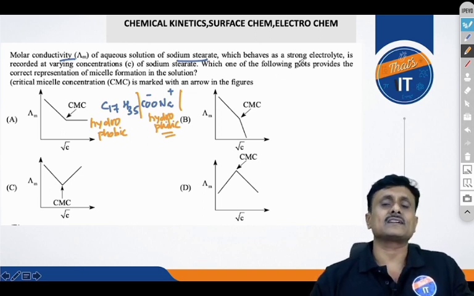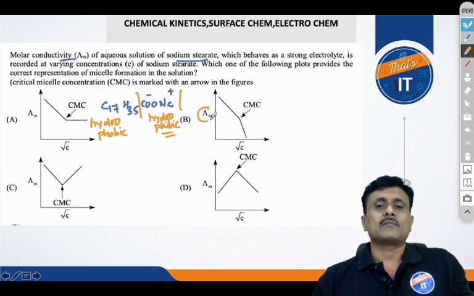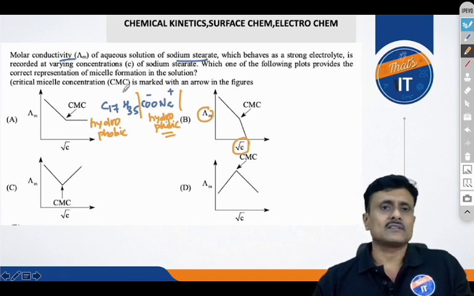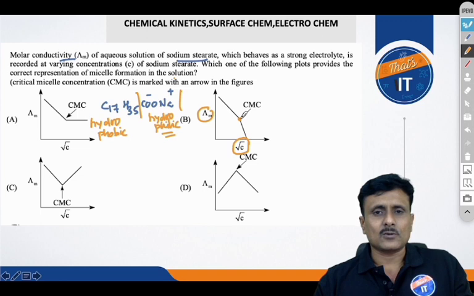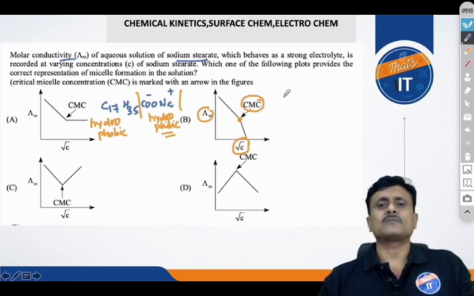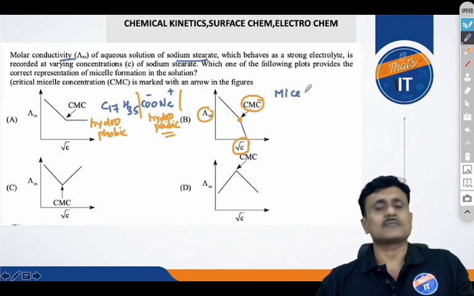As we could see, it is the relation of lambda versus concentration, which behaves like a strong electrolyte, at varying concentration of sodium stearate. Obviously, which of the following plots provides the correct information of the micelle formation in the solution? You can see that over here at the critical micelle concentration, the micelle formation will start happening, like we have seen in the last question.